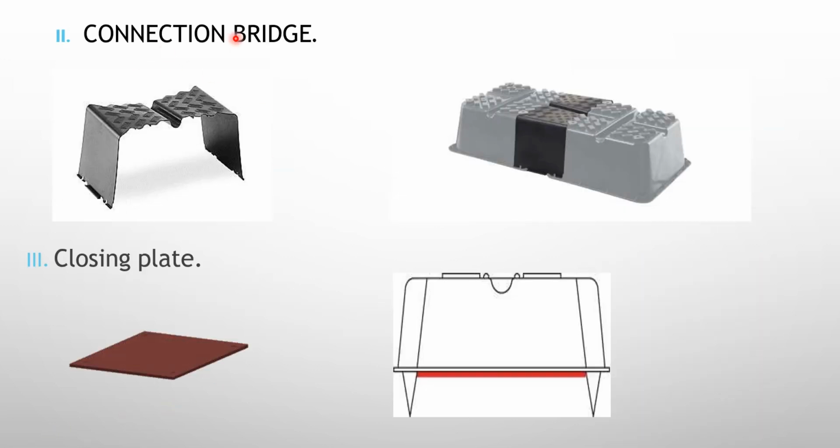Next part is the connection bridge. As you can see, this is the connection bridge and our two U-Betons are connected with this connection bridge. The third part is the closure plate. This is the closure plate and this is our single U-Beton. When we fill the slab with concrete, the closure plate is used to stop the concrete from falling off.